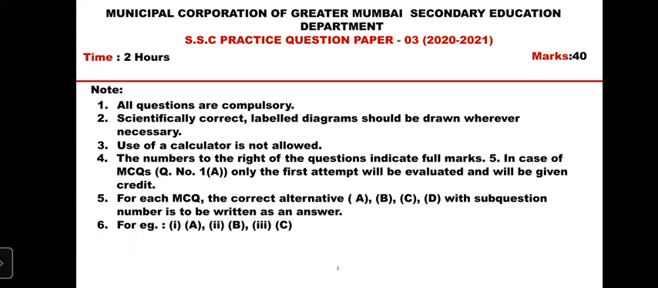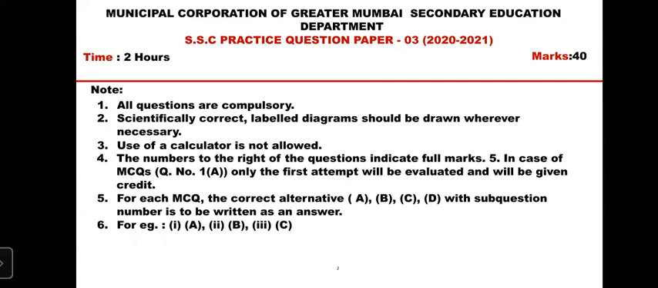And a very important instruction you have to follow about MCQ questions. The numbers to the right of the questions indicate full marks, and in case of MCQ, which is your question number 1A, only the first attempt will be evaluated and given credit. Many students write 2 or 3 answers for the same objective question, especially MCQs. But only the first attempt will be evaluated. The second and third attempt will not be credited or checked.